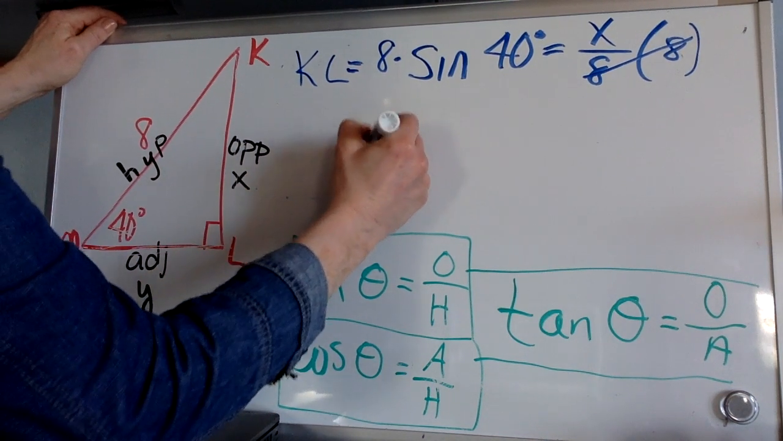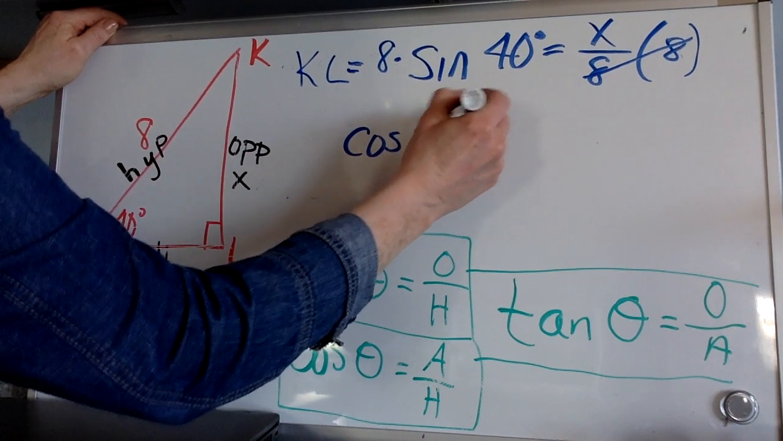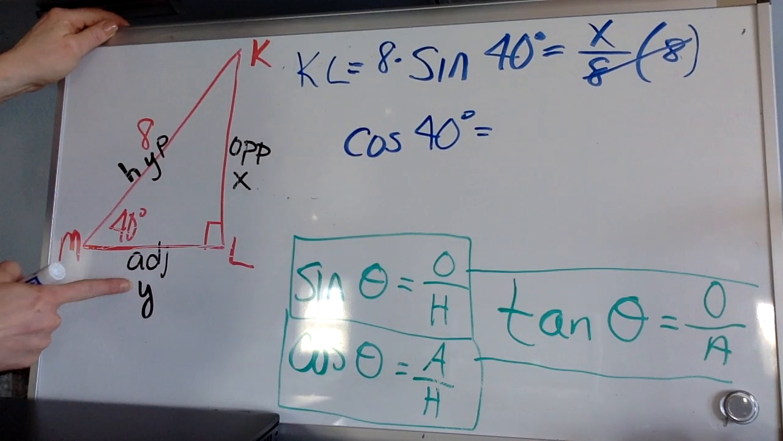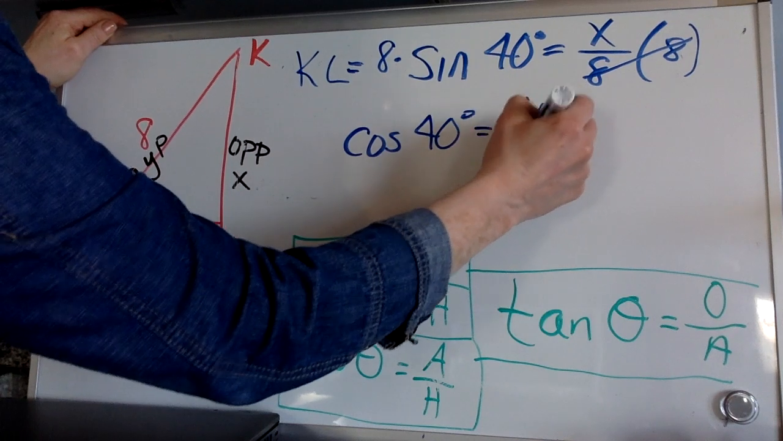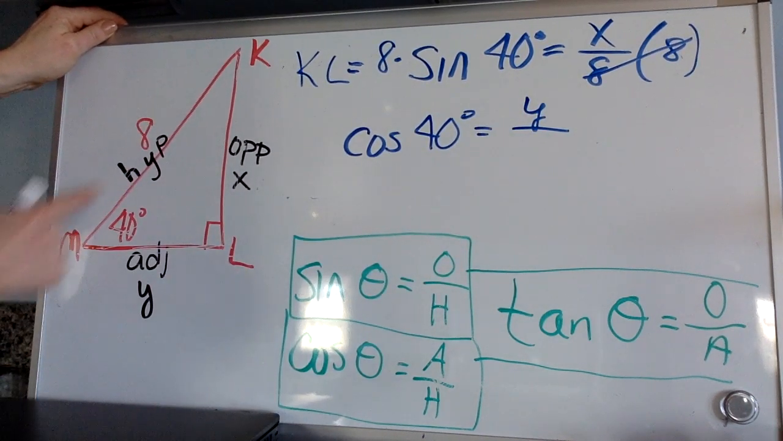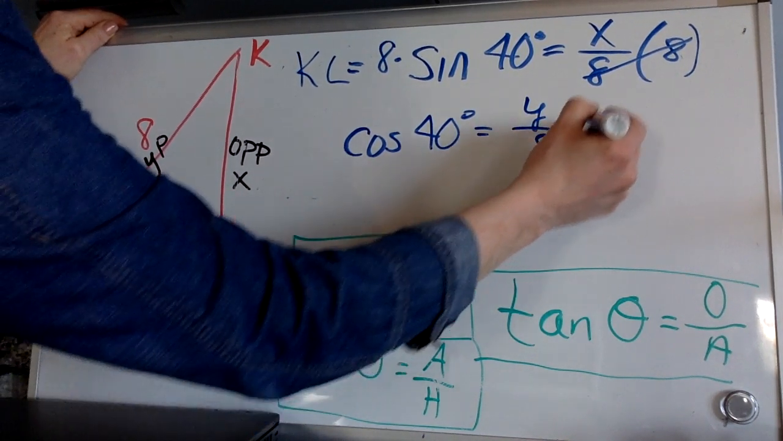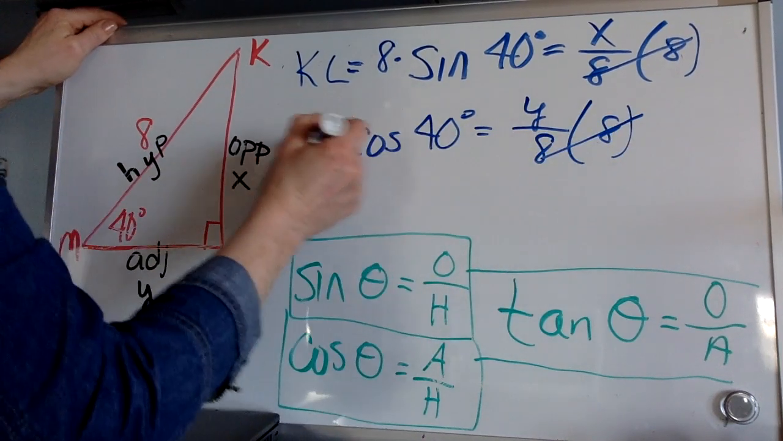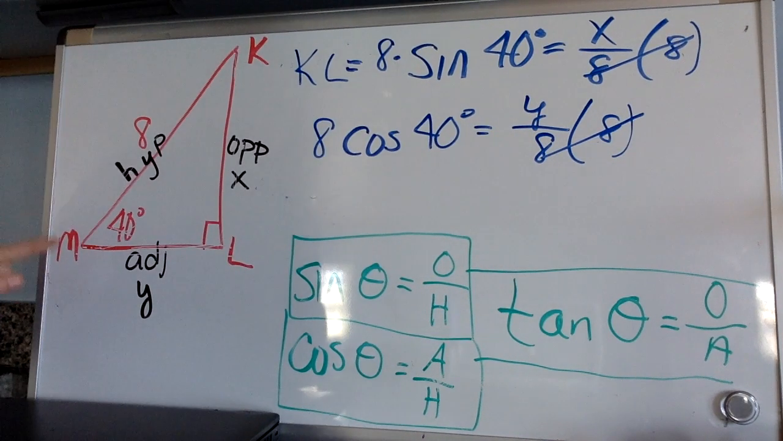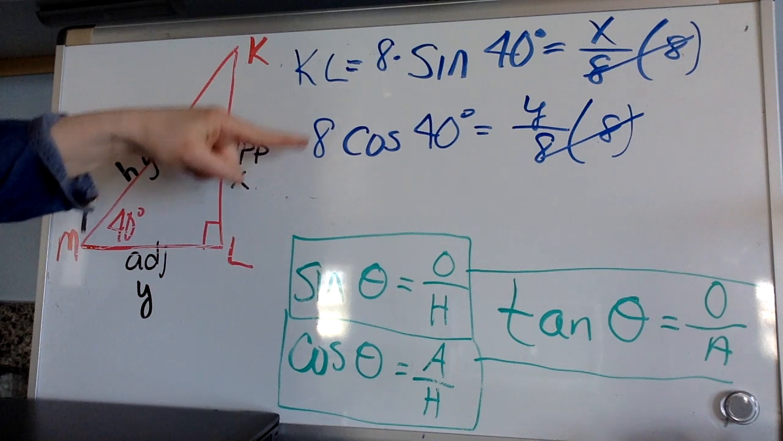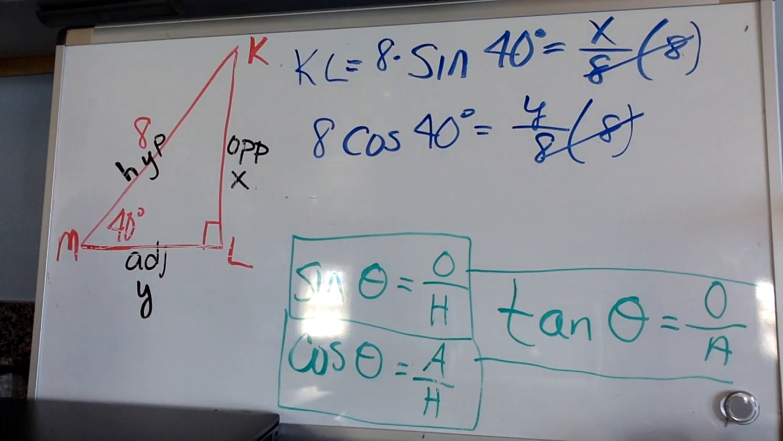So I'm going to have that the cosine of that 40-degree angle is equal to the length of the adjacent leg, y, unknown, over the length of the hypotenuse, what I know, 8. Multiply each side by 8, and you'll have that ML is equal to 8 times the cosine of 40 degrees.